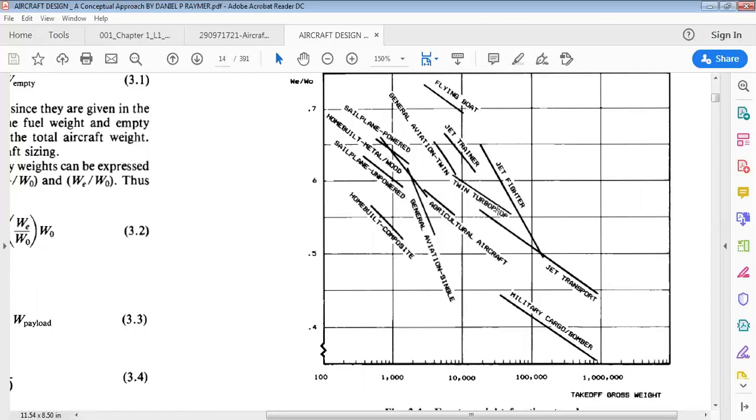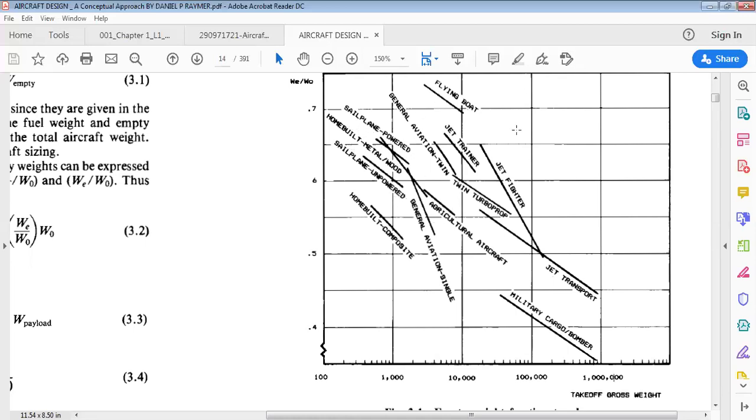Okay, any aircraft it may be, because most of the aircraft we are going to design will lie in this category itself. Correct. Flying boat, jet trainer, jet fighter, jet transport, military cargo bomber, agricultural aircraft, powered sail plane, home-built metal, wood, unpowered sail plane.